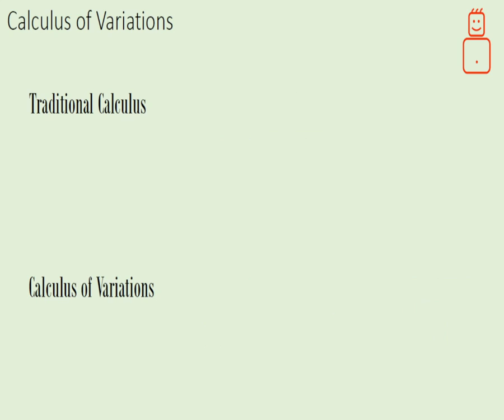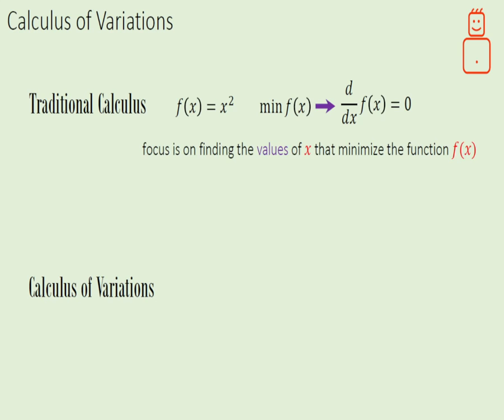Let us consider a simple example to illustrate the difference. Traditional calculus deals with functions of variables. For instance, consider the function f(x) equal to x squared. To find the minimum value of this function, traditional calculus involves taking its derivative, setting it to 0, and solving for x. Here, the focus is on finding the values of x that minimize the function f(x).